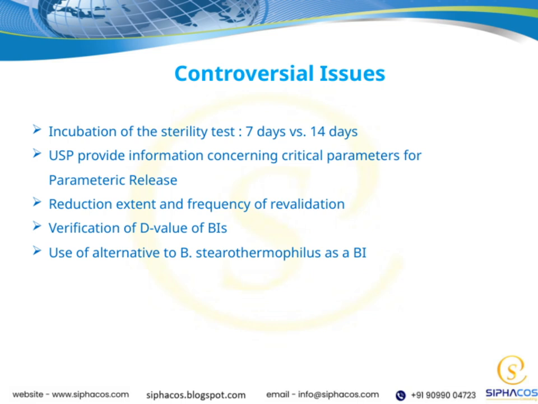Another key point is the verification of the D-value of biological indicators, or BIs. The D-value tells us how resistant a microorganism is to sterilization conditions, so verifying this ensures that our indicators are reliable and that our sterilization process is effective. Speaking of BIs, there's ongoing discussion about using alternatives to B. stearothermophilus. Exploring other organisms can sometimes offer advantages, but it also raises questions about comparability and validation, making it a somewhat controversial issue in the field.